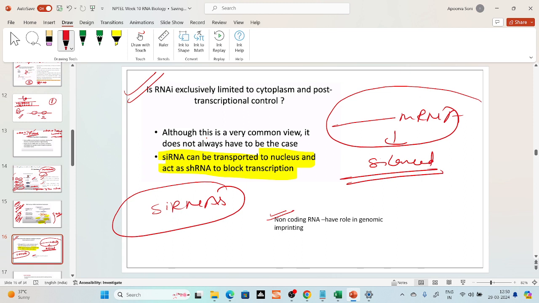That means mRNA is already formed. It has come out of the nucleus, it is in the cytoplasm, and now siRNA is coming and acting on this mRNA to cleave it. But this is not always the case.